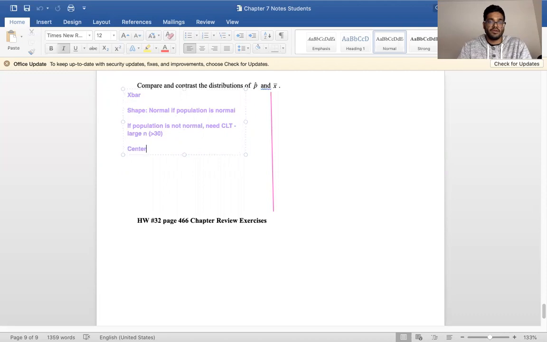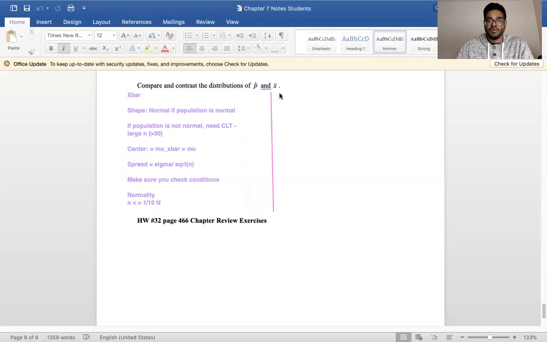And the center is equal to mu x bar, which is equal to your population mean, so it's equal to mu. Your spread is equal to sigma over the square root of n. And again, make sure you check conditions. You have to check normality, and you need to check that small n is less than or equal to 1/10 of big N.